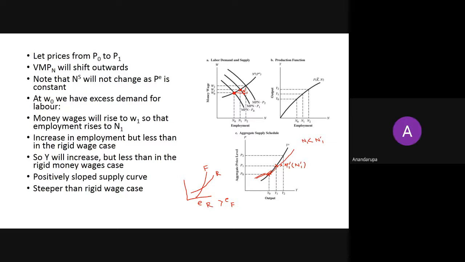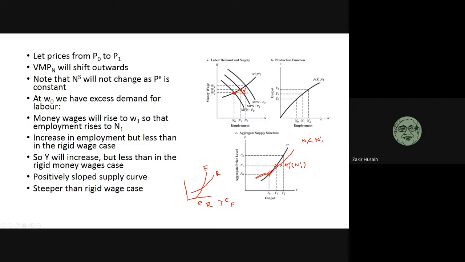Sir, can this be shown in a four-quadrant diagram also? Sorry, would you repeat your question, please? Sir, can this be shown in a four-quadrant diagram also? Because, sir, like Kritika's question, how do we ascertain the position of N prime on the y-axis, in the axis where we show Y?